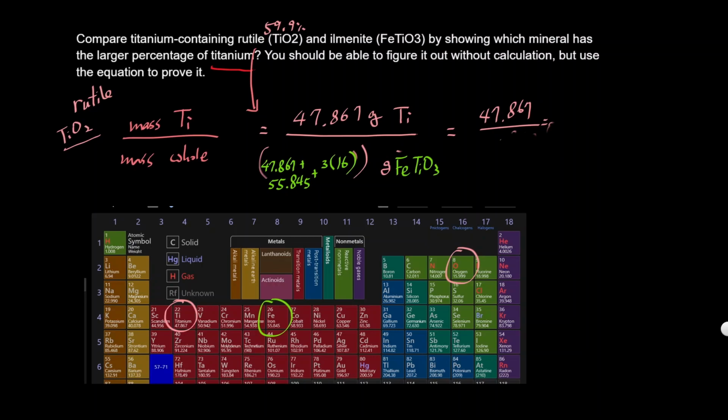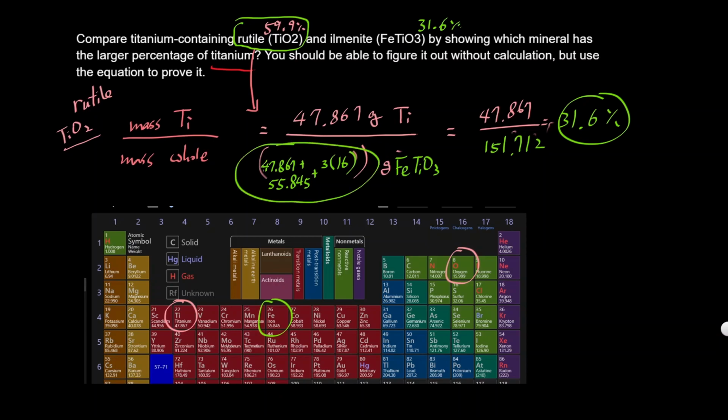Let's see what that comes out to be. That comes out to be 151.712. So I need to divide now. If I multiply by 100%, that's 31.56%. Then, which one has more titanium? The rutile. This one has more titanium in it. You could figure this out by knowing the whole molar mass, because for FeTiO3, the denominator gets really big, so the percentage will go down.